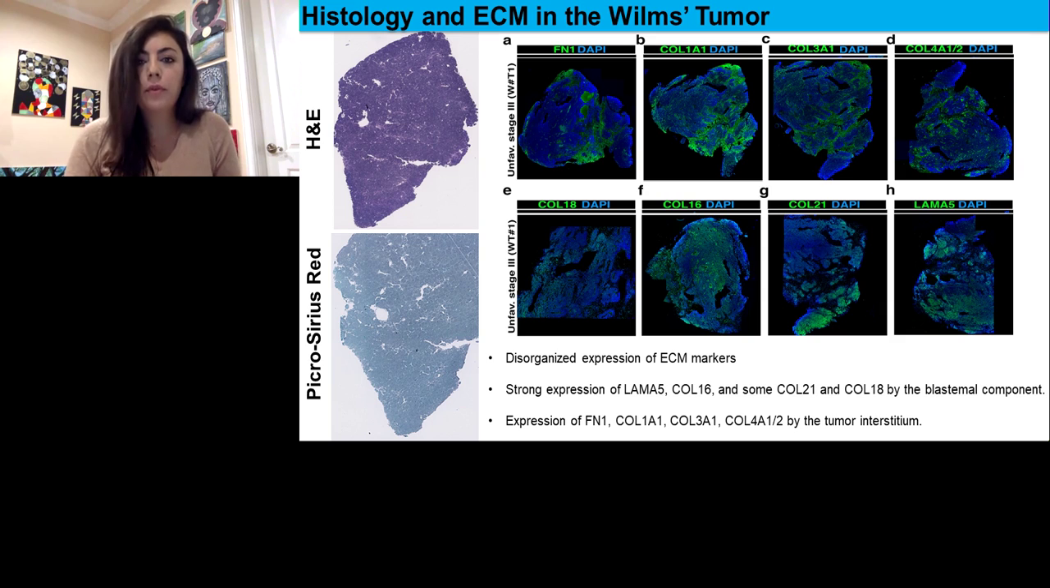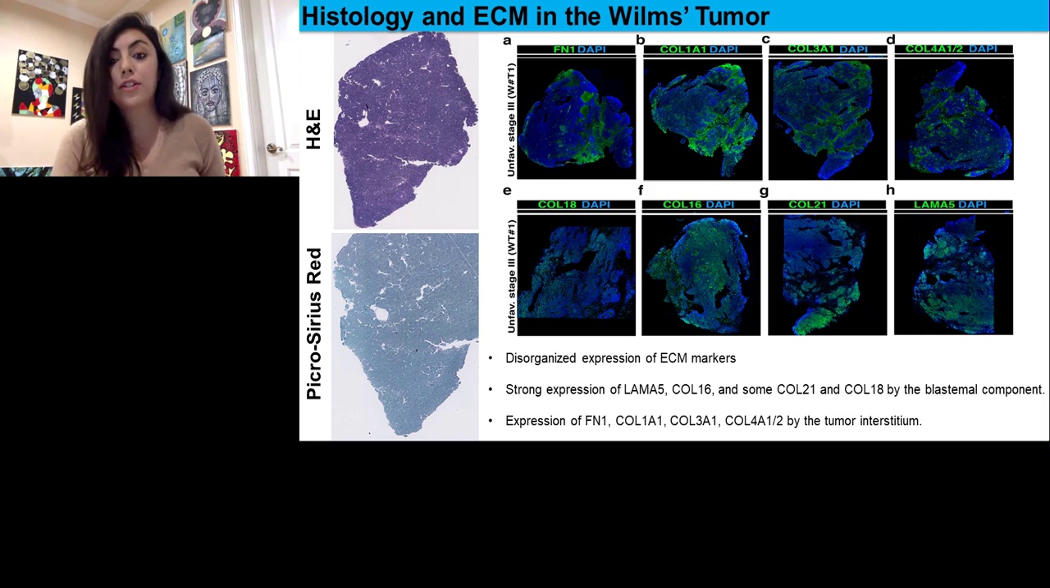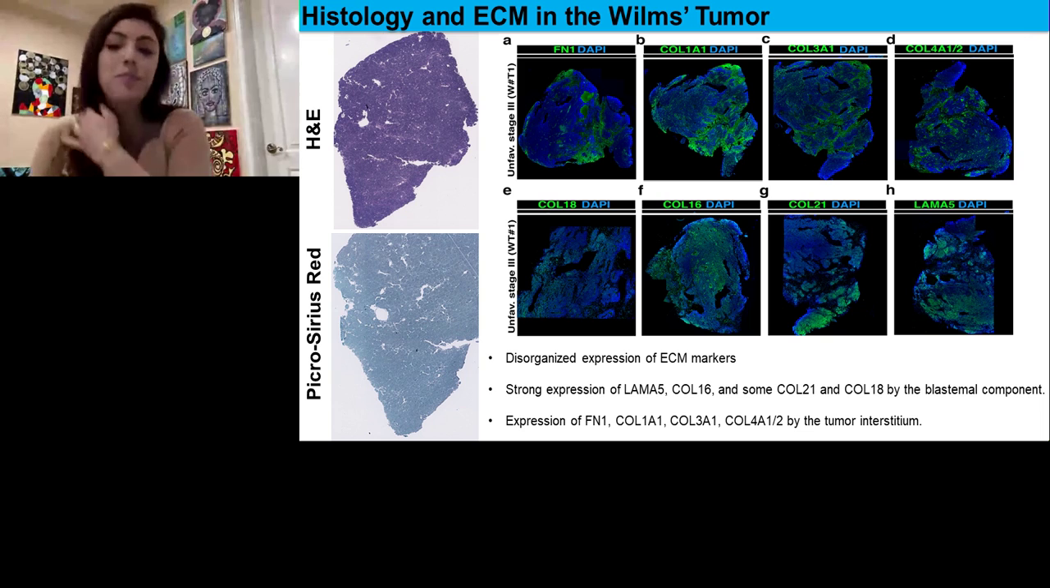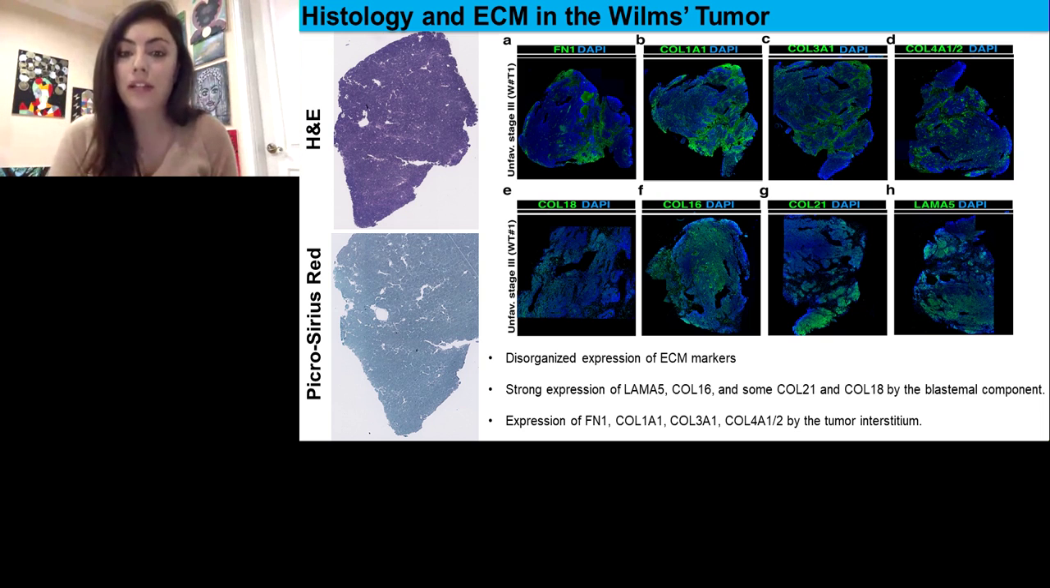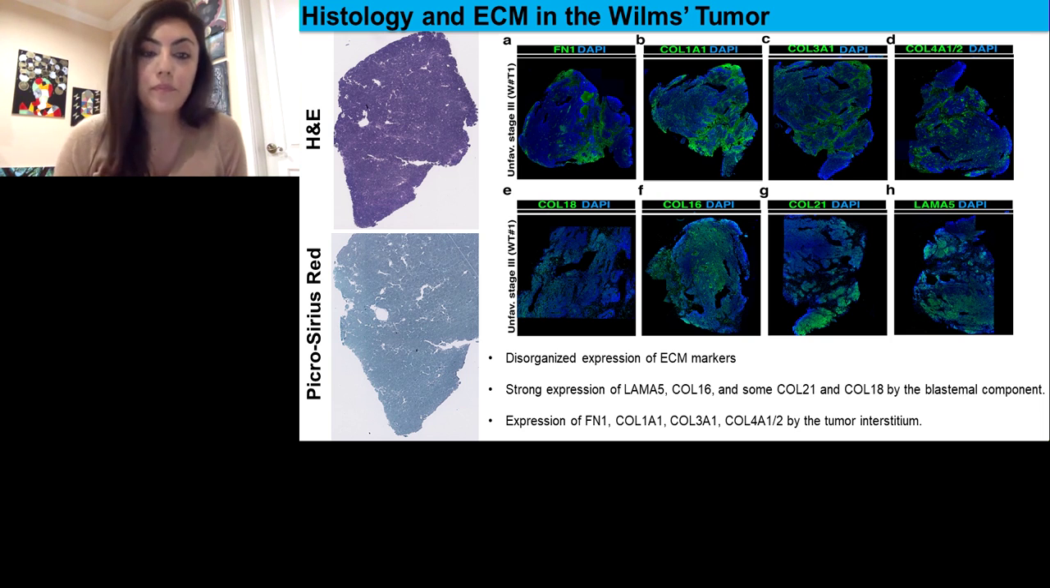And moving forward, we wanted to look at the extracellular matrix proteins that we have looked for in the human fetal kidney. And what we could tell is, yes, it is a disorganized expression of markers. However, we distinguished that the strong expression of laminin alpha-5, collagen 16, and to some extent collagen 21 and collagen 18 is mostly found within the blastemal component, while expression of fibronectin, collagen 1, 3, and 4, alpha 1 and 2, is found more in the tumor interstitium.